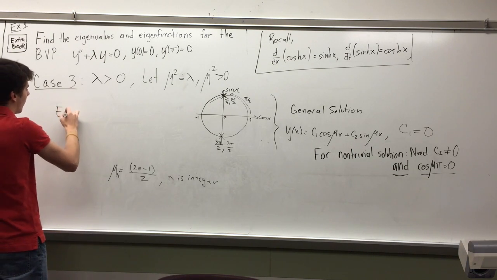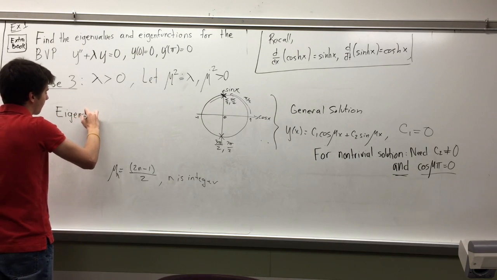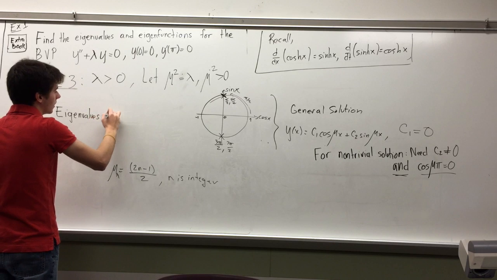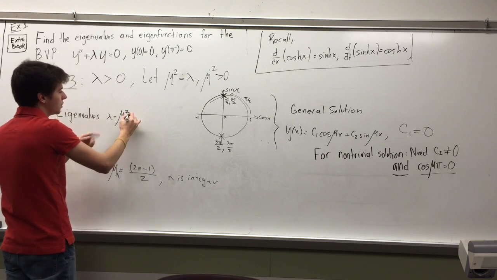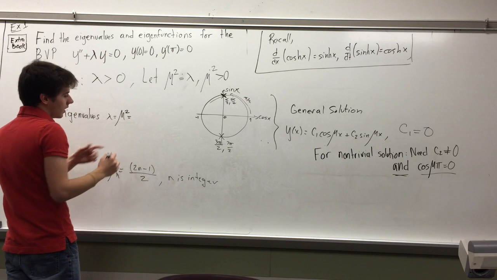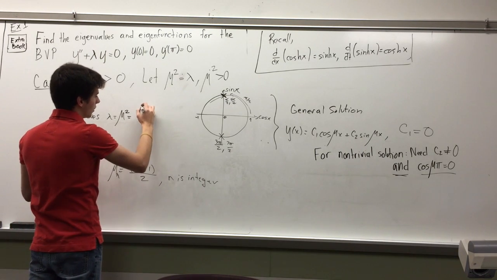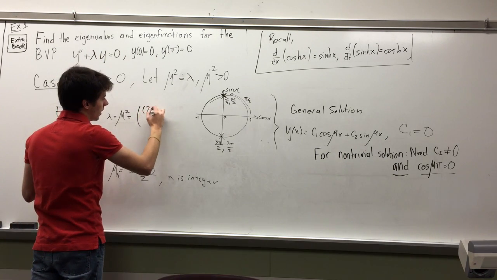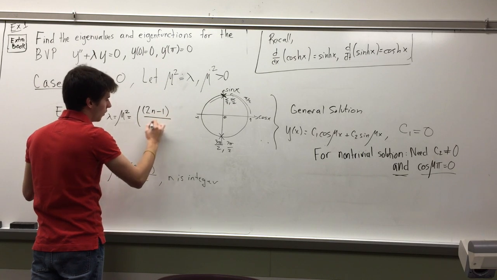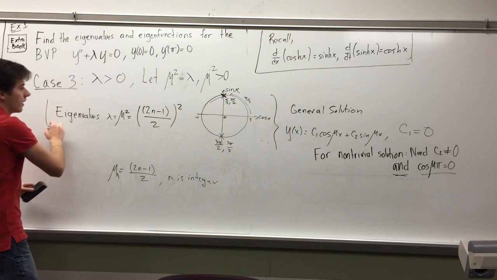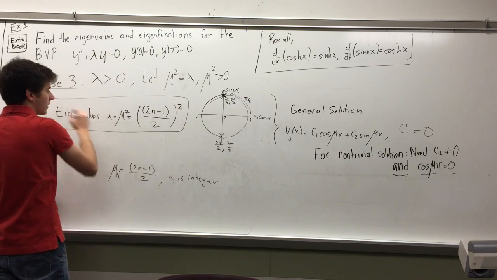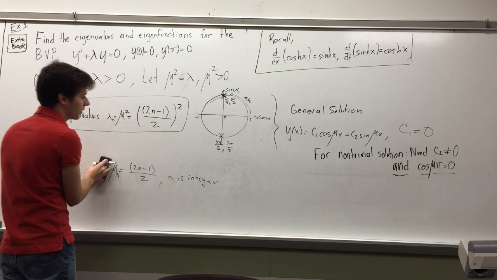So I'm going to write the solution to the whole problem here. So the eigenvalues: lambda is equal to mu squared, which is equal to 2n minus 1 over 2, all of that squared. So that is our eigenvalues, lambda of n.